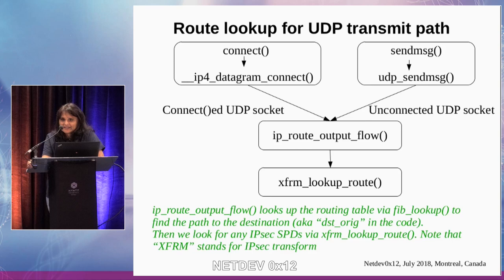In Linux, that is done in the function ip_route_output_flow, which looks up the forwarding information base, the FIB lookup. With that, you figure out the next hop. As part of doing that, it also looks up to see if there is a security policy which applies. That is done in the function xfrm_lookup_route. XFRM here stands for transform. Everywhere in Linux, you will see IPsec functions referred to as xfrm something, so you know that you're in IPsec land.